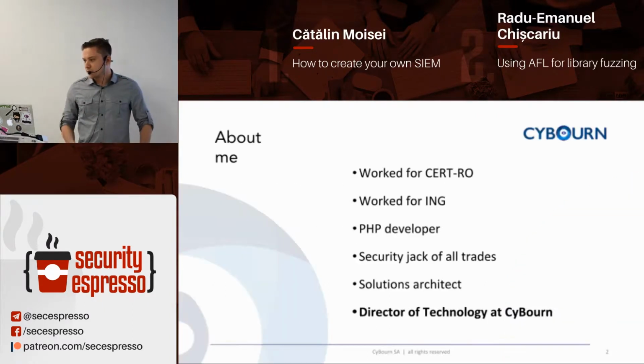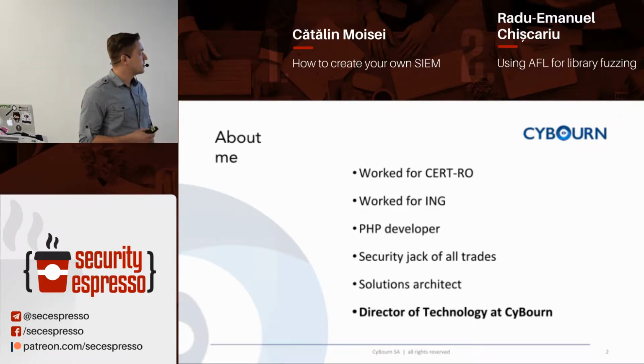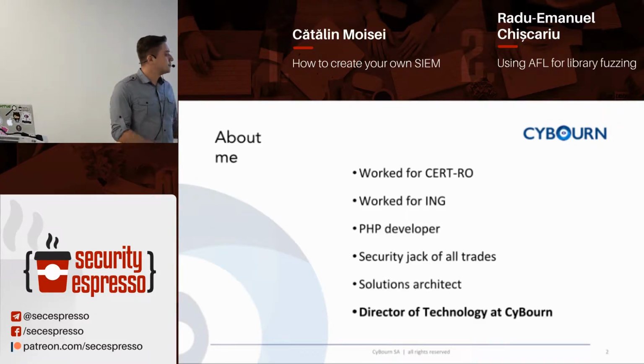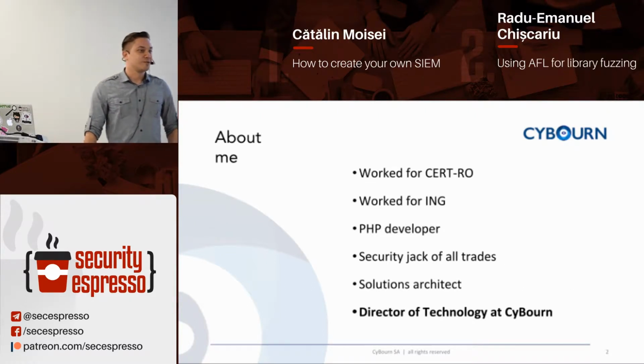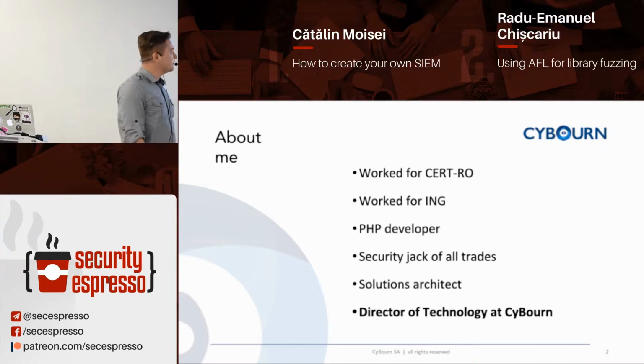We'll start with a few words about myself. I worked for a couple of years for CERT-RO, which is the National Computer Security Incident Response Team. There I've been a security jack of all trades. I've been also a PHP developer, incident responder, everything that was needed. And then for a sporadic period, I worked for ING as an auditor. Now I'm director of technology at Cyborn and solutions architect.